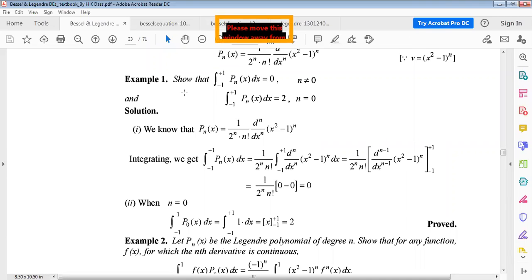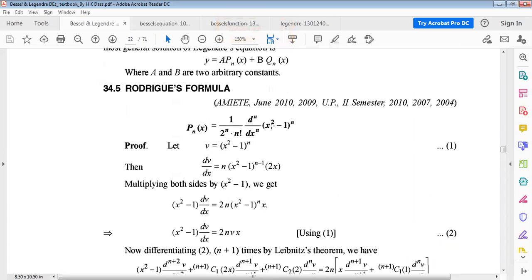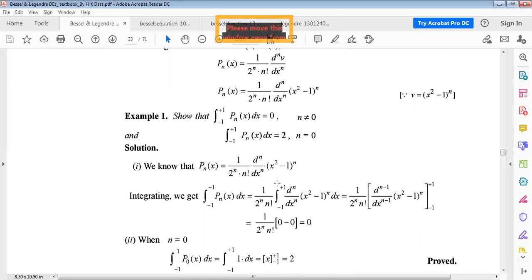Now example 1: show that the integral from minus 1 to plus 1 of Pn dx equals 0 for n not equal to 0, and the integral from minus 1 to plus 1 of P0 dx equals 2 for n equals 0. Actually, we know that Pn(x) equals what? This is from the Rodrigues formula, which we have proved. This is the Rodrigues formula for Legendre functions. Remember it.